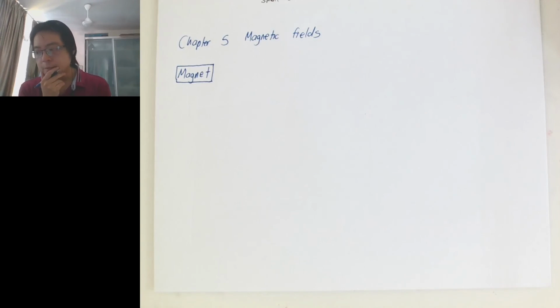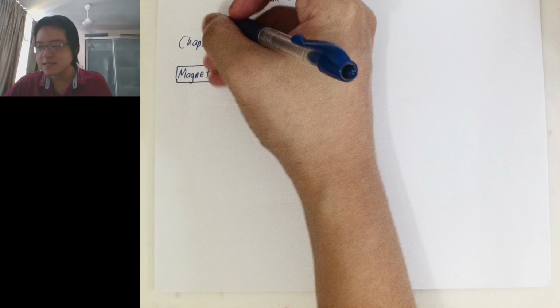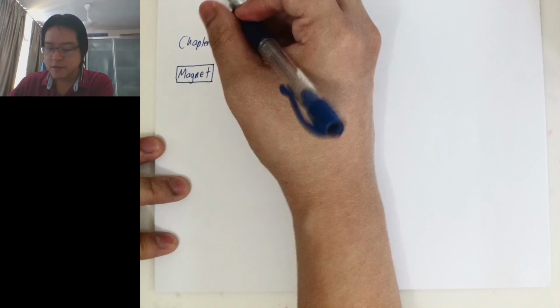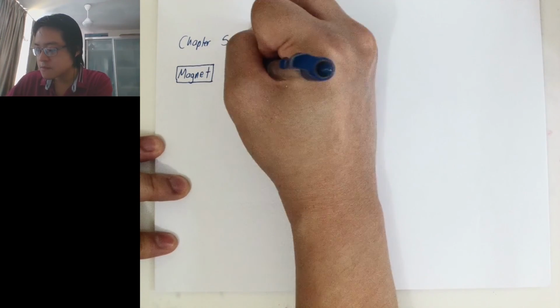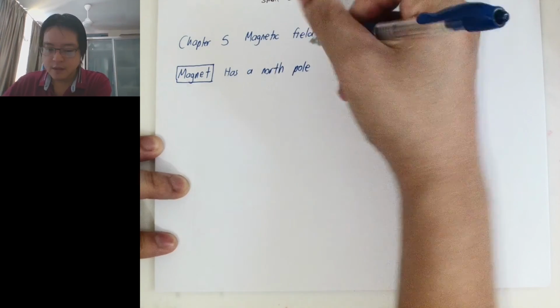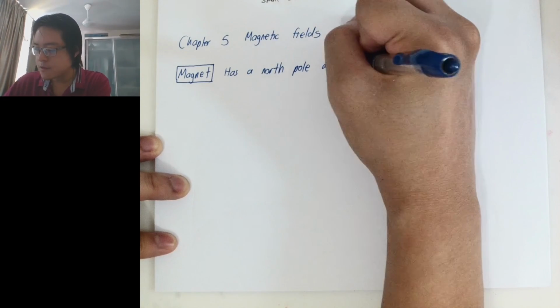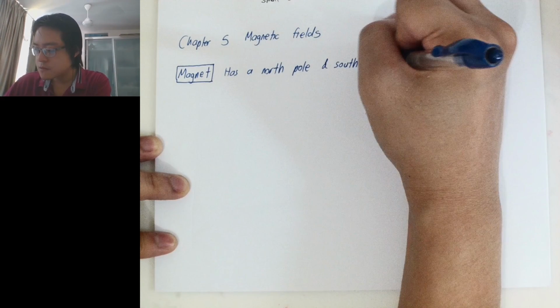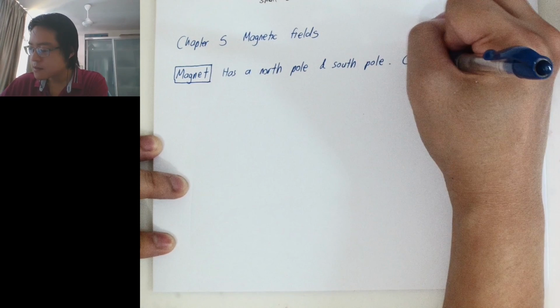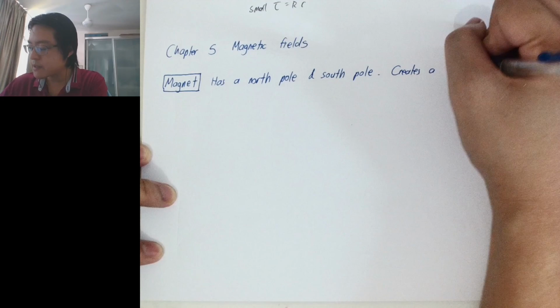Okay, but what's a magnet? Magnets, which everyone knows, even those who don't know physics, are something with two sides, a north pole and a south pole. So a magnet has a north and south pole. Okay, so it creates a magnetic field.